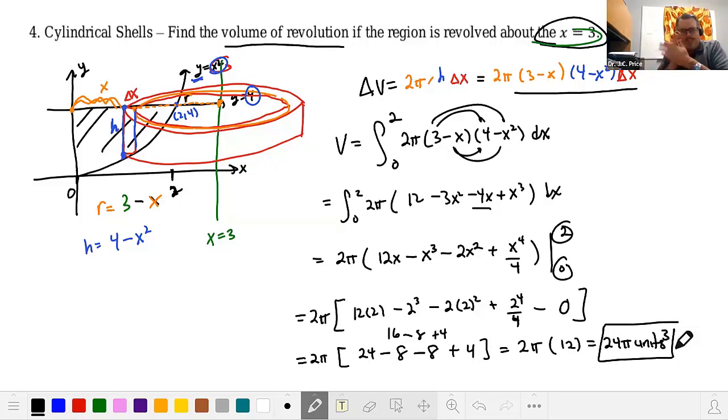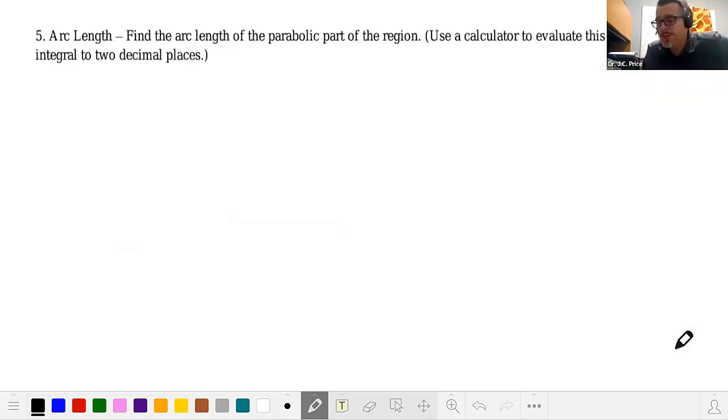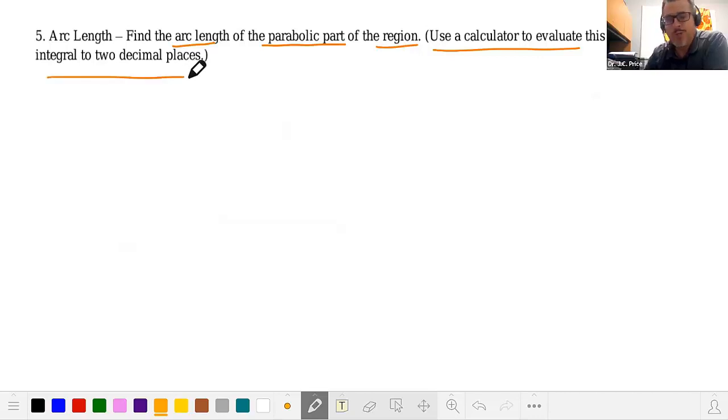All right, so what's next? Number 5. So number 5, we move on to arc length and surface area. So now we want to find the arc length of the parabolic part of the region. Oh, so what's that? And the good news is you can use a calculator to evaluate this integral to 2 decimal places. So we get to use some technology.